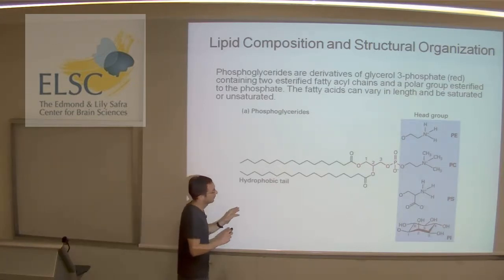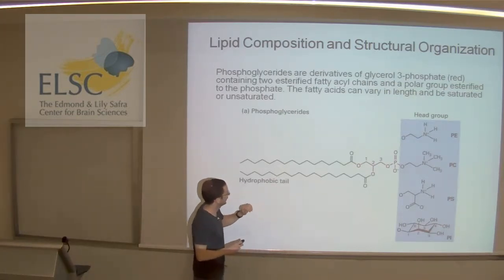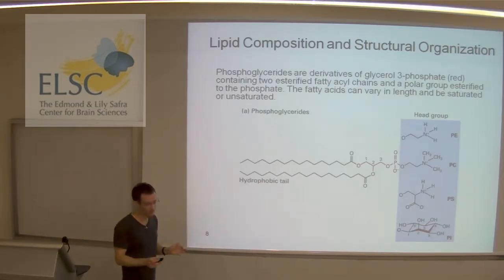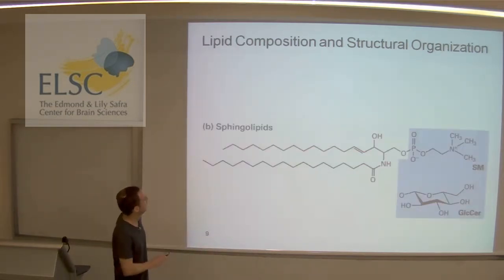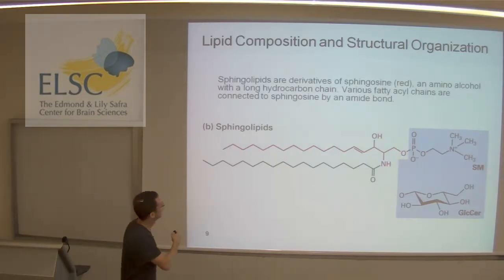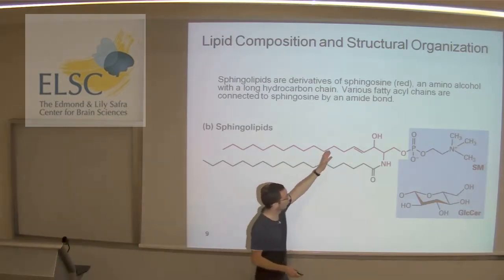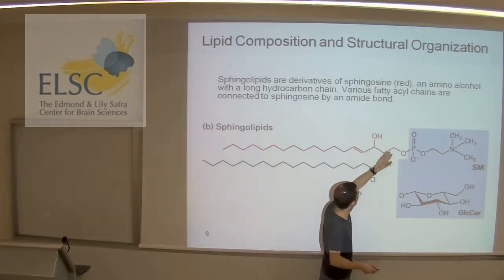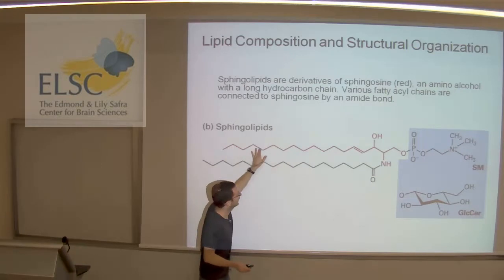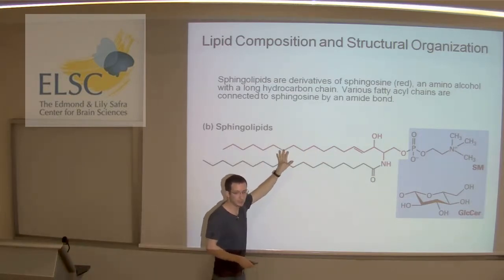So you can play with both these parameters, the length and the degree of saturation, in any fatty acyl chain. The second structure is sphingolipid, and it has a basic structure, again here in red. It's an amine alcohol. This time it has a built-in fatty acyl chain in the principal structure, as opposed to the previous structure.